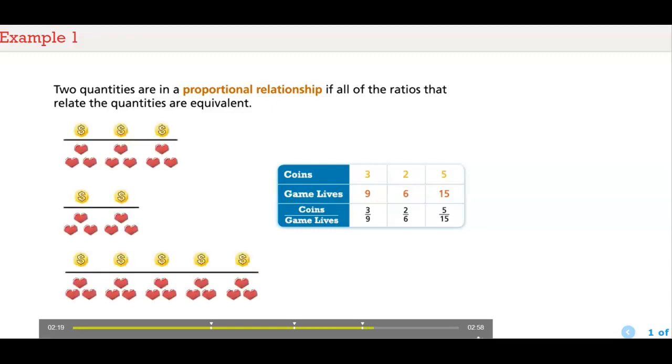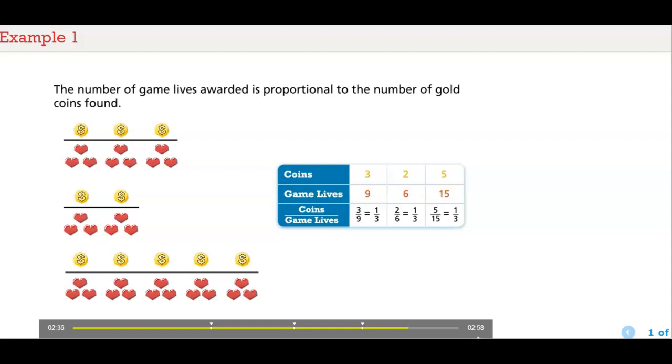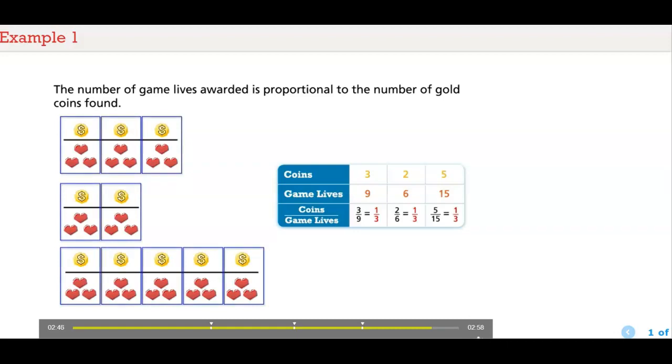Notice that the ratio 3 to 9 is equivalent to 1 to 3. 2 to 6 is also equivalent to 1 to 3. The same is true for 5 to 15. The ratios are equivalent: 1 to 3, 1 to 3, 1 to 3. This means that for every gold coin Shina finds, she gets 3 game lives. The table shows 3 equivalent ratios, so the number of game lives awarded is proportional to the number of gold coins found.